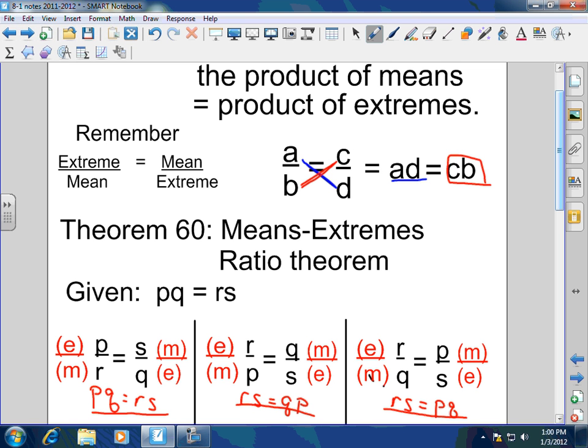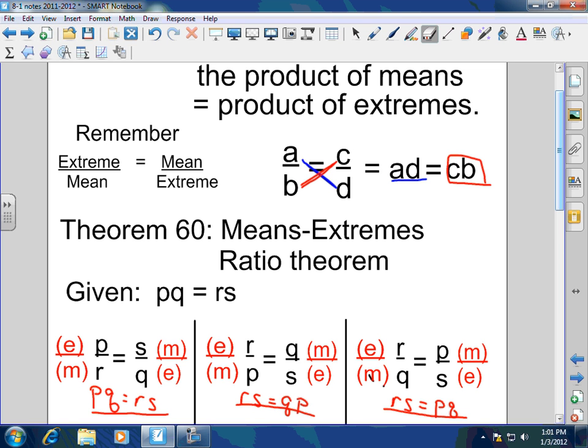Okay, do you see how you have PQ equals RS? I can change the extremes and the means around any which way that I want, as long as I get the product of RS and the product of PQ. I cannot do R over S equals Q over P. Cannot. That is not part of the means extremes ratio theorem because RP is not one of the givens. So you cannot do that.